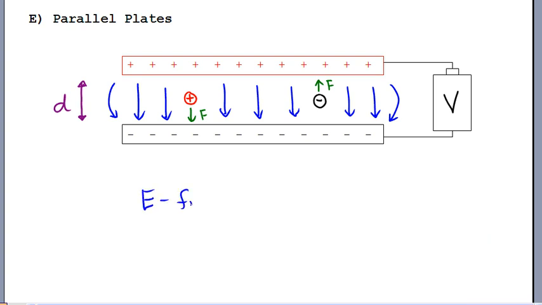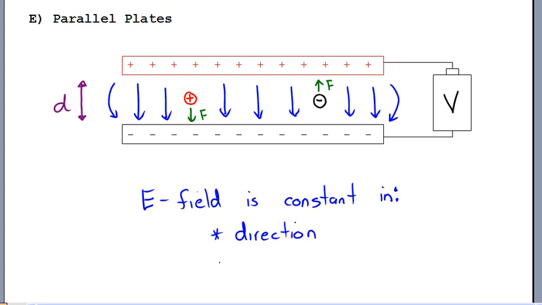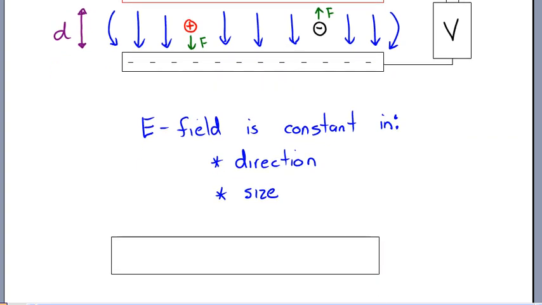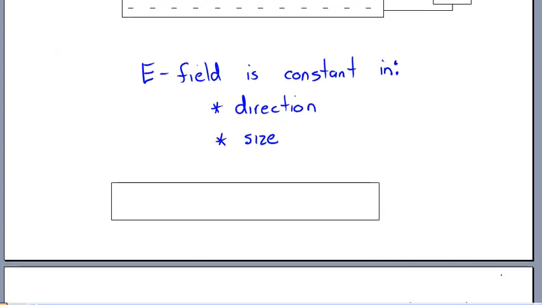That E field, that electric field, is constant in two ways. It's constant in direction, unless you're right near the edge where it bulges just a little bit, so stay away from the edge. And it's constant in size. It has one value. And again, today's lesson is really about finding the size of that electric field. Probably the simplest equation of the chapter, actually.